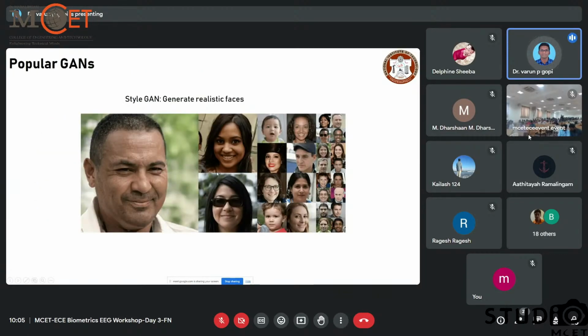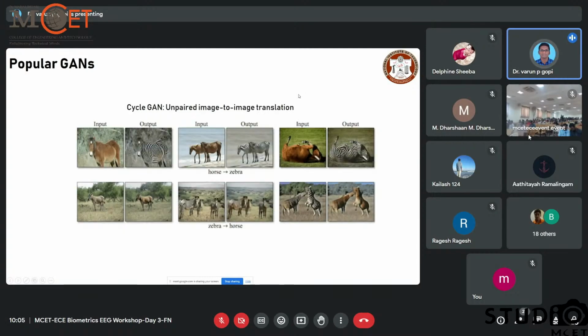Let me show you some sample examples. This is a style GAN. From this image, it is generating realistic faces. From one person's image, we can generate another person's face. So this is on a style GAN. And next is cycle GAN. Using cycle GAN, we can generate another kind of image from one kind of image. Here we have a horse, and from the horse image we are generating a zebra. So horse to zebra, then zebra to horse. This is also possible with the cycle GAN.